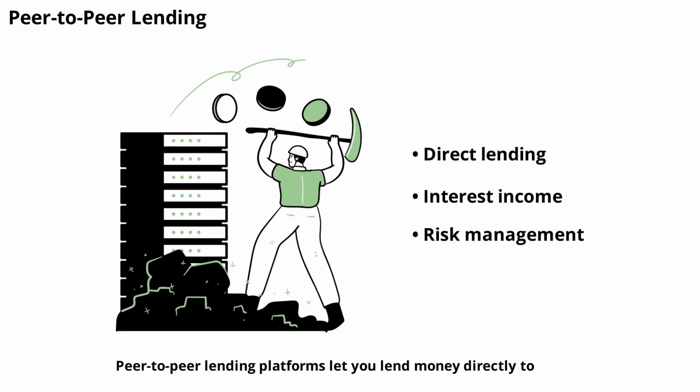Peer-to-peer lending platforms let you lend money directly to individuals or small businesses in exchange for interest payments. This can be a way to earn passive income with relatively low effort, but it does carry risk. Borrowers may default. To minimize risk, diversify your loans across many borrowers and research platforms carefully. Returns can be higher than traditional savings accounts, but always consider your risk tolerance before investing.